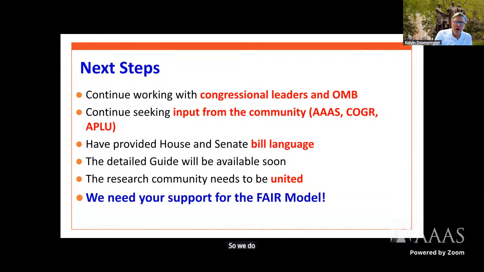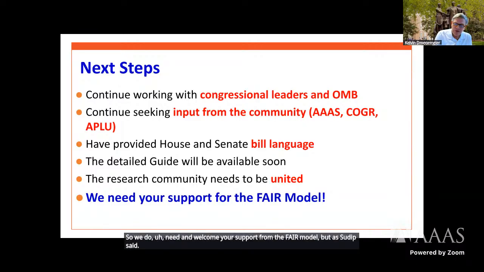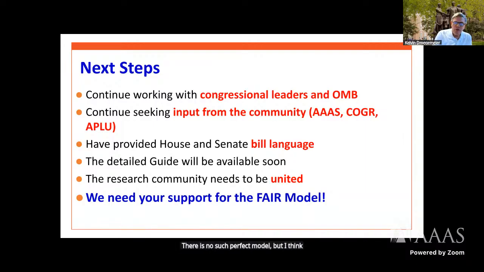So we do need and welcome your support for the FAIR model. But as Sudip said, not everybody's going to like it. It's not a perfect model. There is no such perfect model, but I think it's so important that we try to stay united.